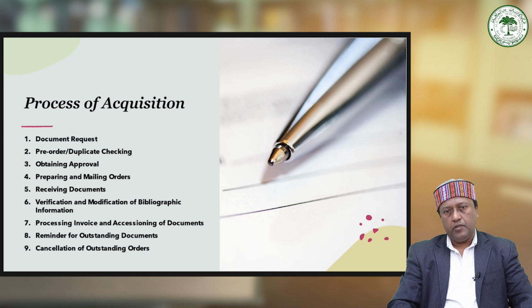The next step in this process is processing invoice and accessioning of documents. Basically, the invoice details are entered into the system and administrative information is fetched from the master databases. Documents are accessioned by assigning accession numbers and calculating invoice values. Payment approval processes are initiated and payment details are recorded. This is again, when you are in the system, you have to follow these things.